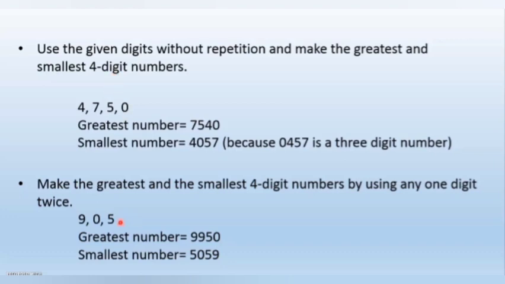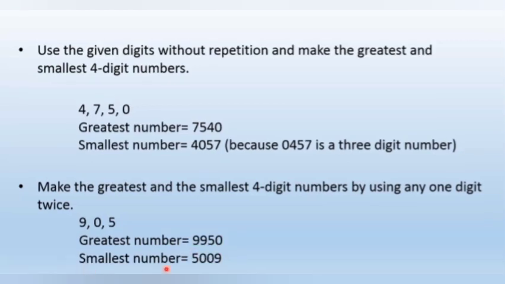Okay. Let's see next example. Make the greatest and the smallest 4-digit number by using any one digit twice. So here one condition is given. You can use any one digit twice. So which number are you going to choose to write it twice in the greatest number? Obviously the greatest digit you are going to use, it is 9. So 9950. In smallest number, how are you going to make smallest number?